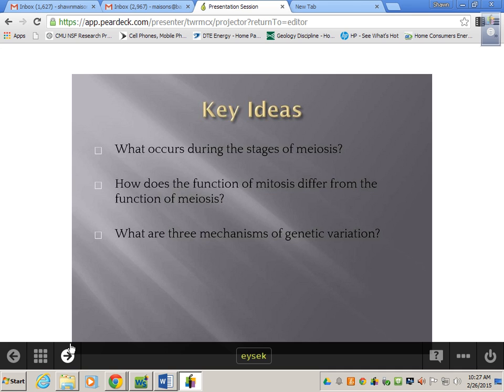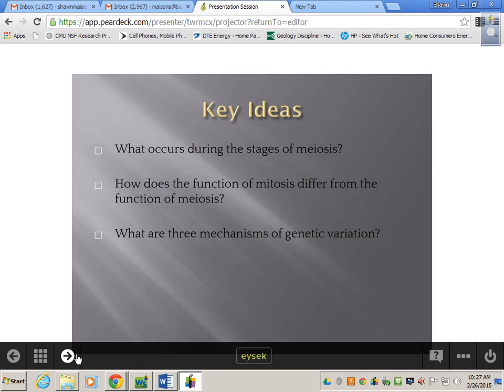So today we're going to look at what happens during the first stages of meiosis and how the function of mitosis is different from meiosis. We might get into that today, but I'm going to focus mostly on meiosis today. And we might get into the mechanisms of genetic variation. We'll talk about one called crossing over as we talk about meiosis, but we will not quite get into all of them like independent assortment until tomorrow.